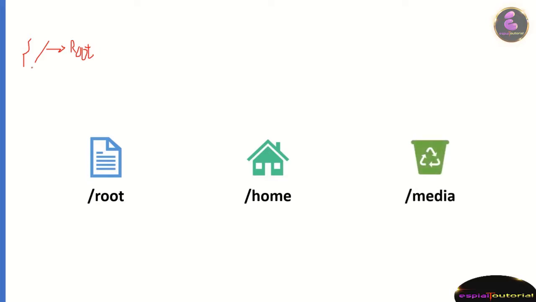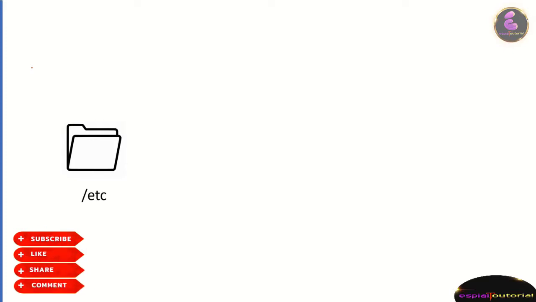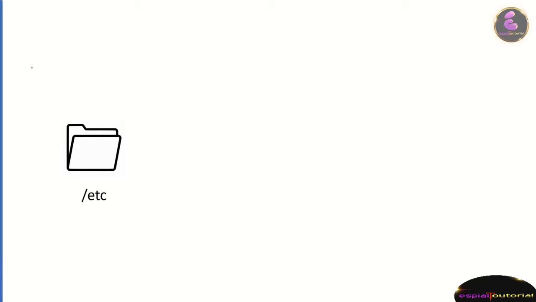Now let's see the next one, which is media. Media is where CDs and USB devices are usually attached or mounted to the file system. Now the next one is etc. What is it? It generally contains the Linux configuration files. These are the files that control when and how programs start up.